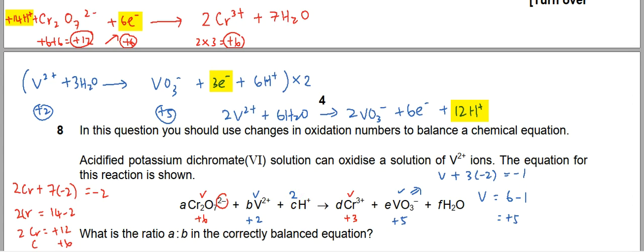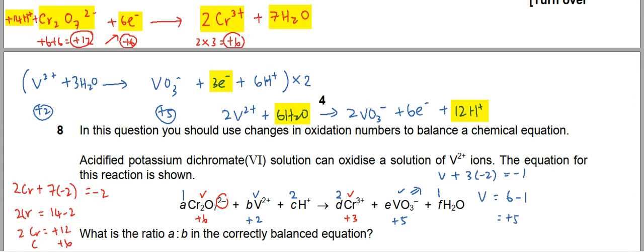Chromium: chromium is here, just 1 unit, so the number is 1 here. And on the right hand side, this chromium is 2 units here, so this is 2. And then the water, we take a look at the water, so it's 7 on the right hand side, 6 on the left hand side, so overall 1 unit on the right hand side.